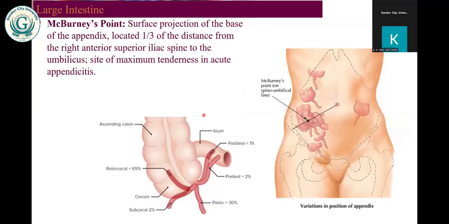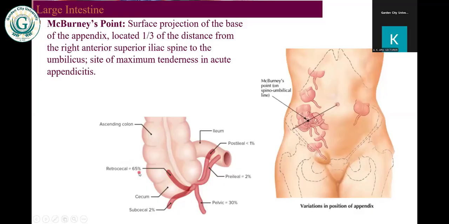Now, the position of the appendix is variable. In most people, the appendix is retrocecal. In 75% of the population, the appendix is behind the cecum, retrocecal.